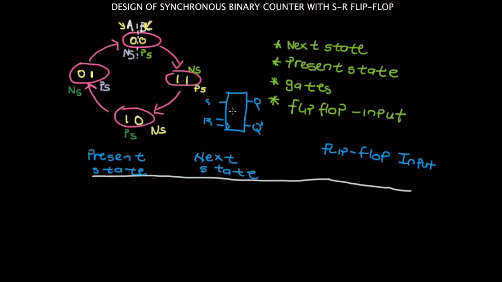Let's imagine this was the flip-flop for the A bit. We're going to have 2 inputs for the A bit, which are the SA input for the set and the RA input for the reset. And we're going to have the SB set input for the B flip-flop, and the RB, which is the reset input for the B flip-flop.